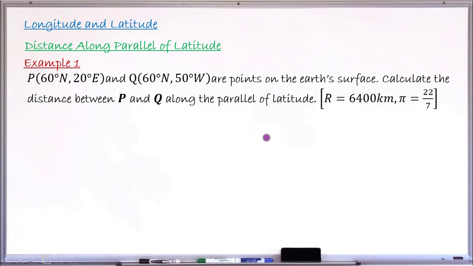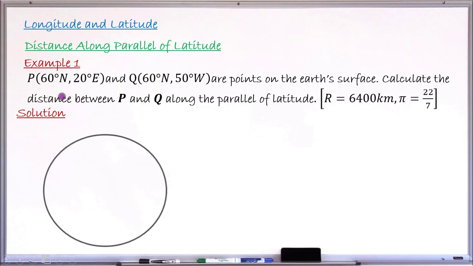Solution to this problem: what we do first is to have a sketch of these 2 points on the earth's surface. So let me draw my earth. This is my earth. Then I will look at the question. The point P is on latitude 60 north. The point Q also is on latitude 60 north. 60 north is the common latitude, so I'll draw that latitude first. Then I'll move to the point P.